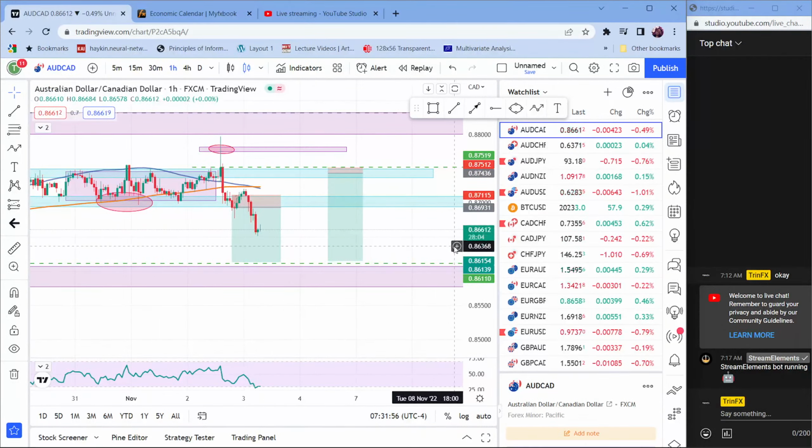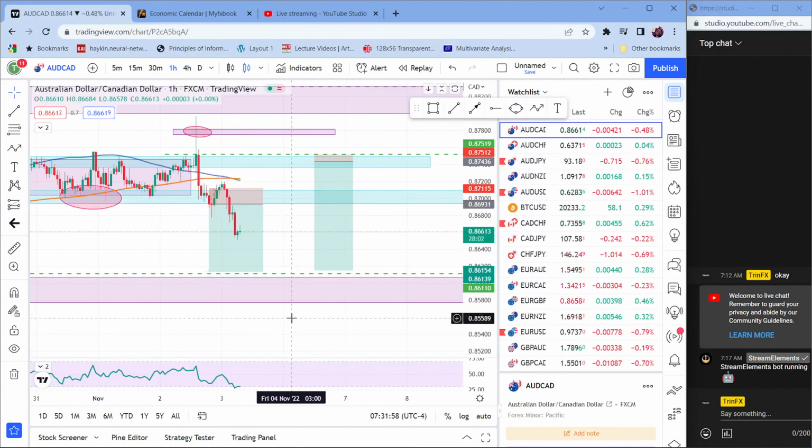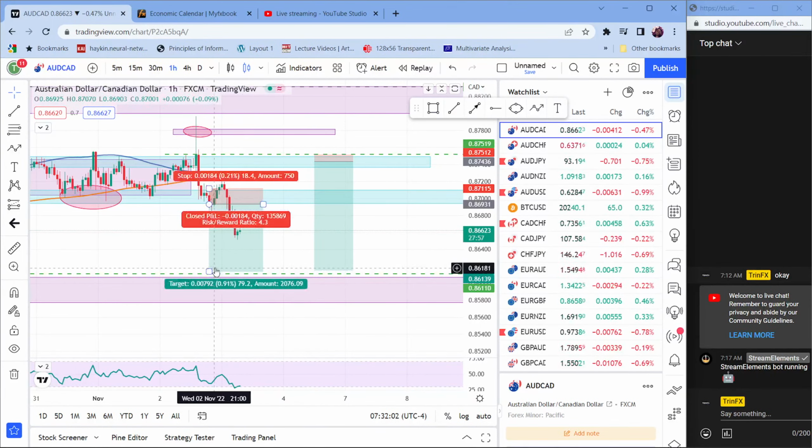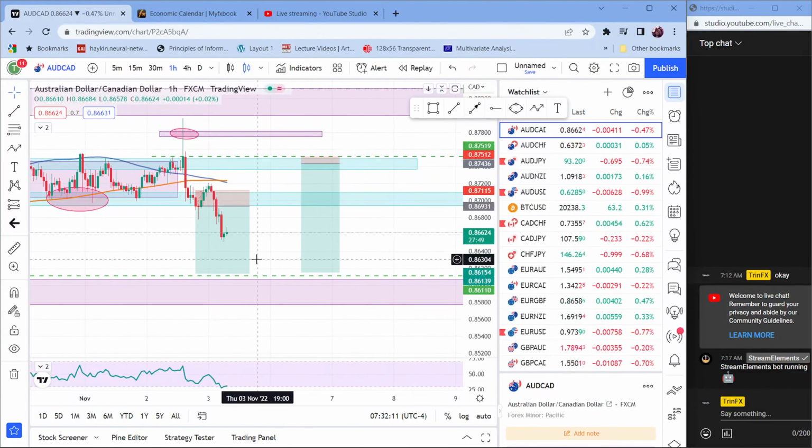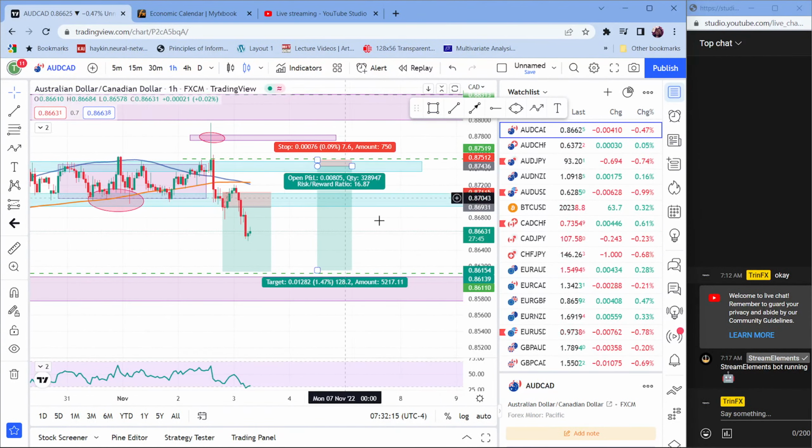Right, so most likely we should see that continuation all the way down. Whether we get that this week or not really depends on volume, right? If we don't have anything interfering with the overall price action movement, then we should see a continuation lower. So that's what I basically want to stay in for.